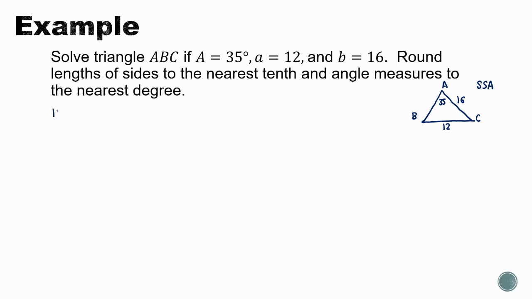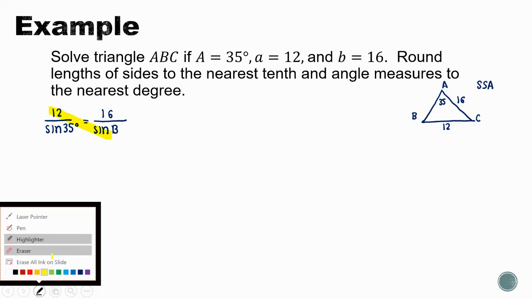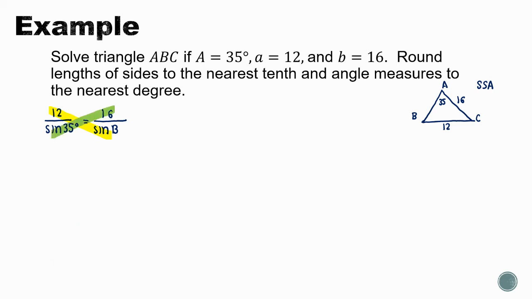So we will start with 12 and divide it by the sine of 35 degrees. That's going to equal, we have the side of 16, and we'll divide that by the sine of B. So we once again are going to cross multiply. So we can start solving for angle B. So we will have 12 times the sine of B equals 16 times the sine of 35 degrees. We want to get that sine of B by itself, so we will divide by 12.